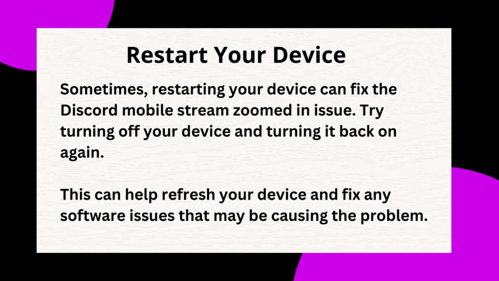Restart your device. Sometimes restarting your device can fix the Discord mobile stream zoomed in issue. Try turning off your device and turning it back on again. This can help to refresh your device and fix any software issues that may be causing the problem.